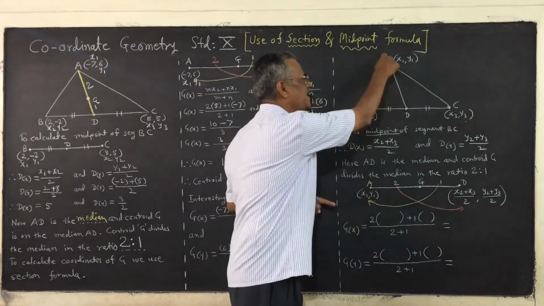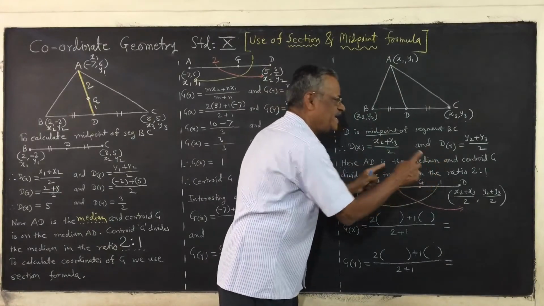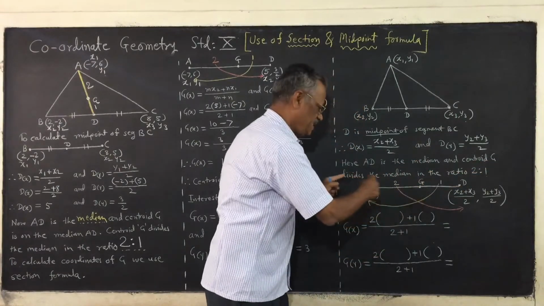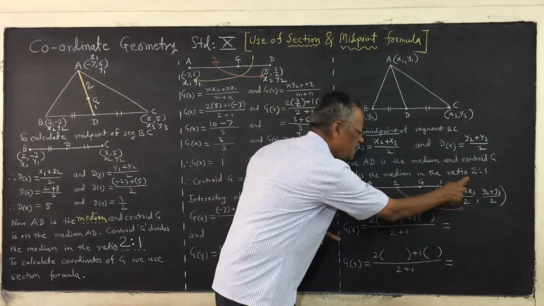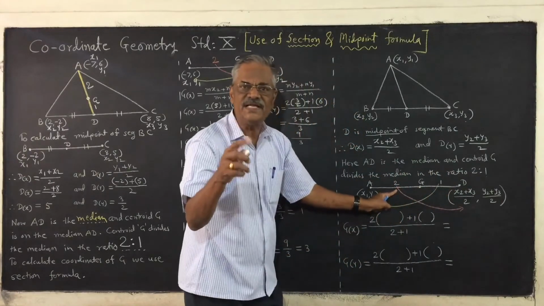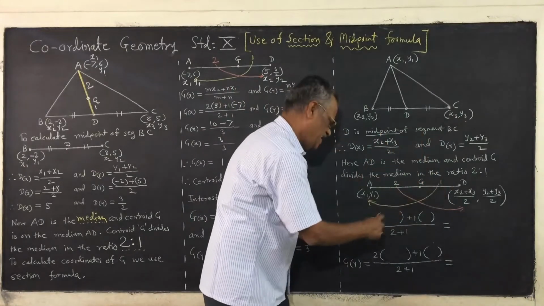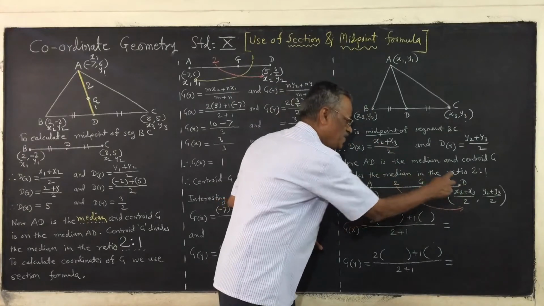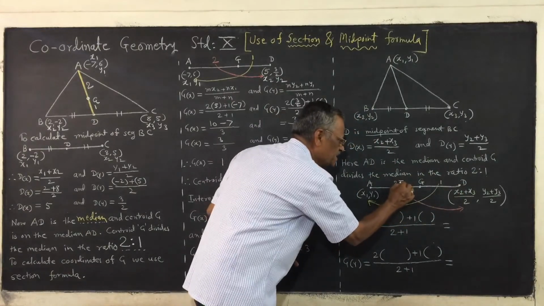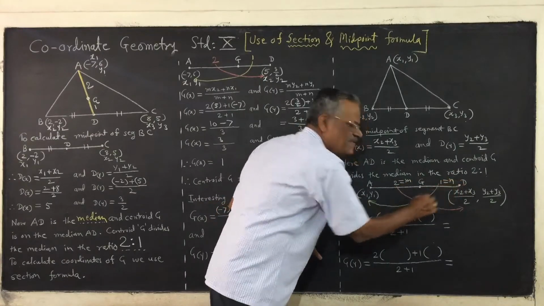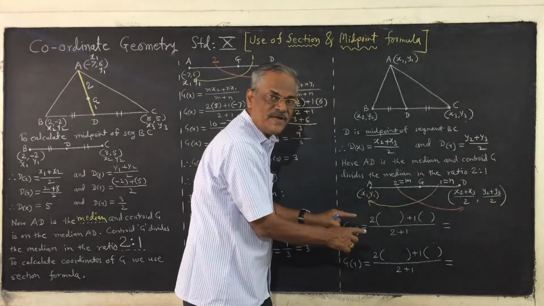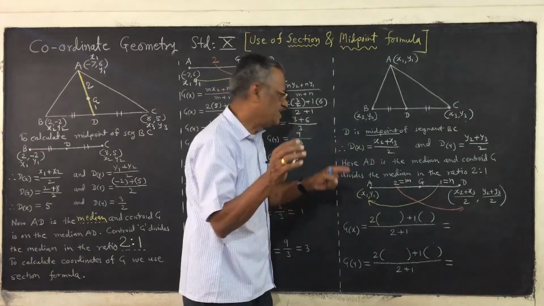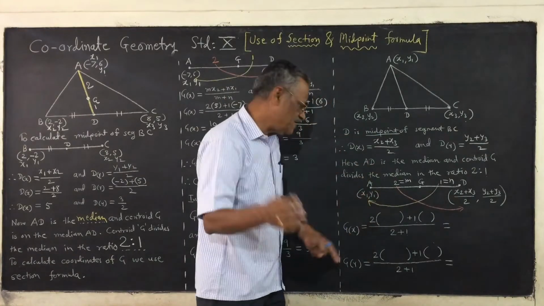And if you consider that AD is the median, Z divides the median in the ratio 2:1. For our understanding, we can draw the segment there. AD, and Z is dividing the segment in the ratio 2:1. We know the formula. What is that formula? m into x2 plus n into x1. m is 2 here, this is your m value, and this is your n value. By using the section formula, first we used the midpoint formula here. Now we are calculating the coordinates of Z by using the section formula.